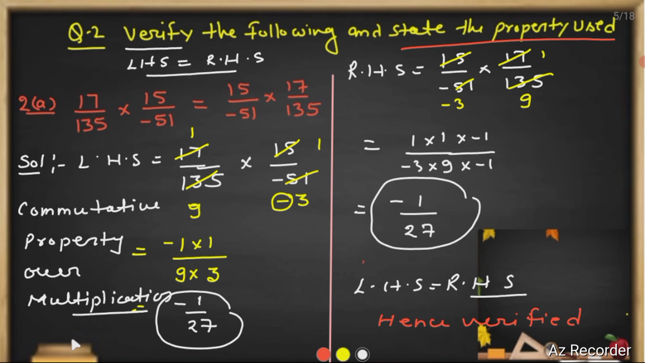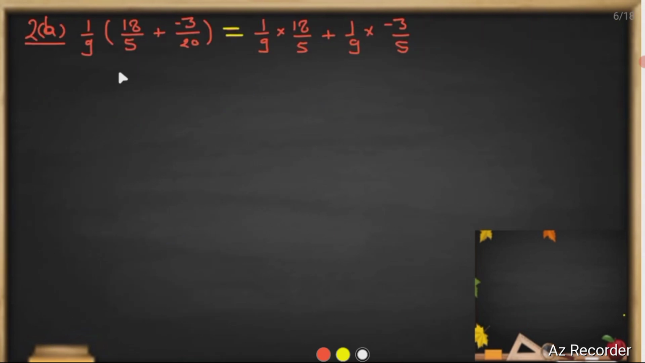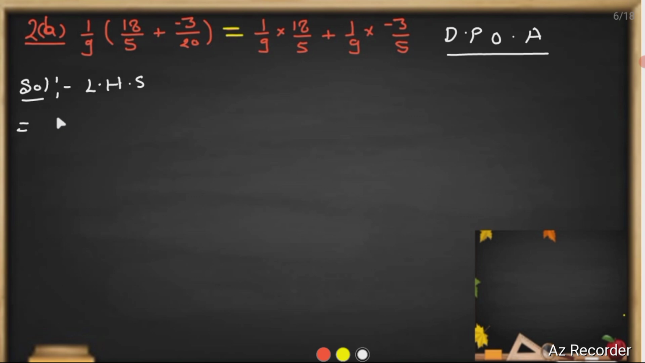Okay my dear students, this is the solution of 2a. Now we come to 2b, question number 2 part B. So what is the property given here? You can say that the name of the property is distributive property over addition. Now we have to verify this property. Again we apply the same logic. First I'll take the left hand side. So the left hand side is given here: 1 upon 9 times, bracket start, 18 upon 5 plus negative 3 upon 20, bracket close.